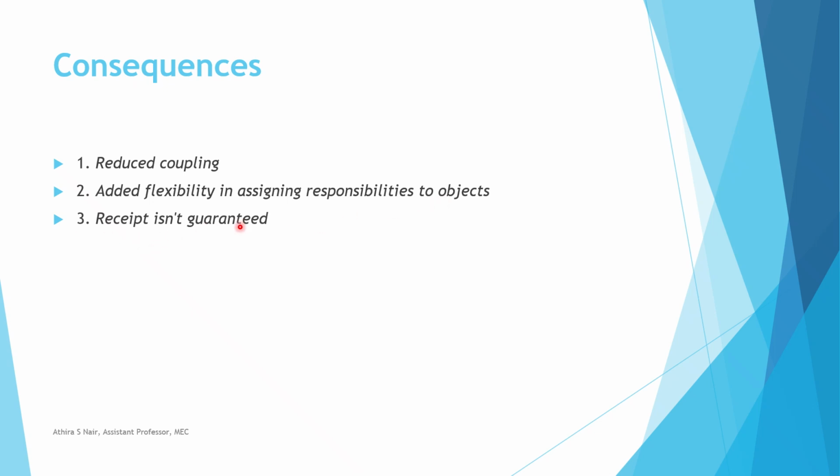And receipt is not guaranteed. Since a request has no explicit receiver, there is no guarantee it will be handled. That is, the request can fall off the end of the chain without ever being handled. A request can also go unhandled when the chain is not configured properly.